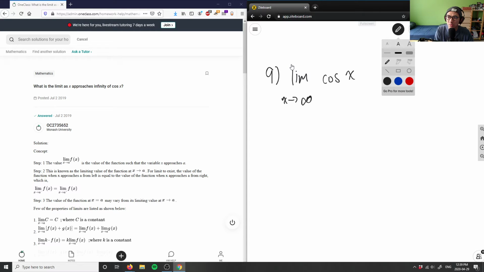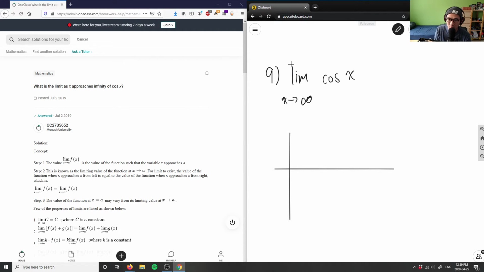Let me do some lines here, so it makes it a bit easier. So I have cos x here, and we all know how to draw cos x, right? Cos starts at 1, and then at 90 degrees it drops to 0, and then at 180 degrees it drops to -1, and then back up to 0, and then back up to 1. So you get something like this.